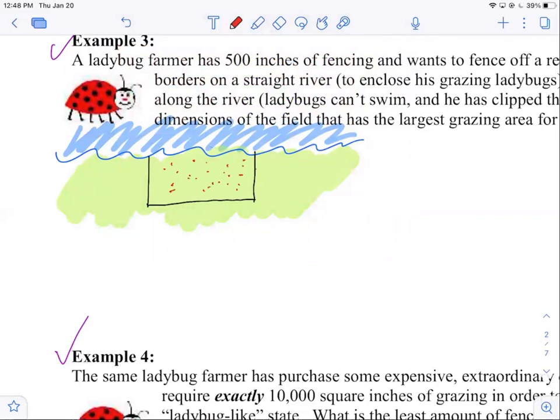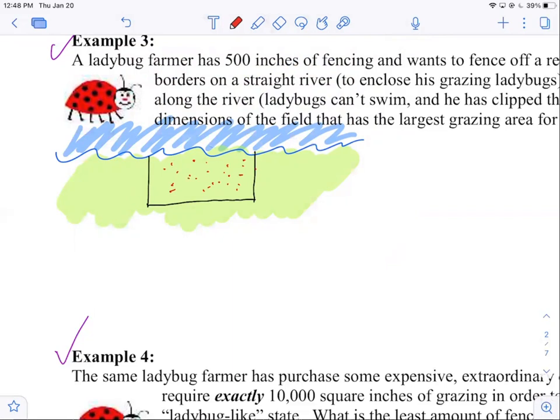Now, two things. He doesn't want to have to buy any more fence. He wants to use every single inch of his fence. He's not going to be wasting it. So you can imagine that he's just bending the corners and it's running out to completion. But he wants it to be as big as possible in there because these ladybugs are hungry.